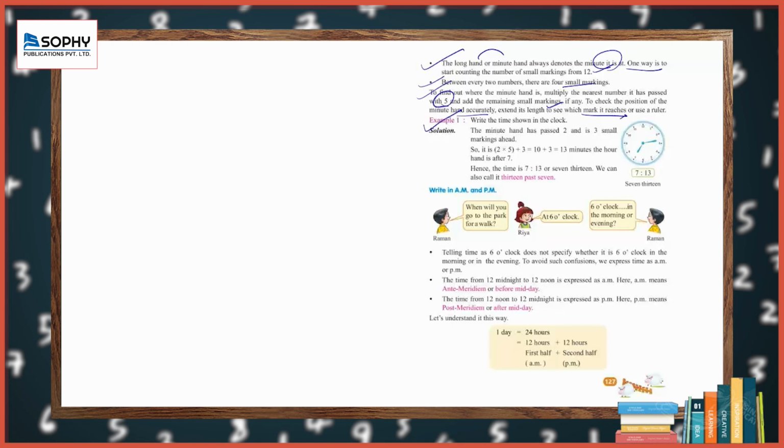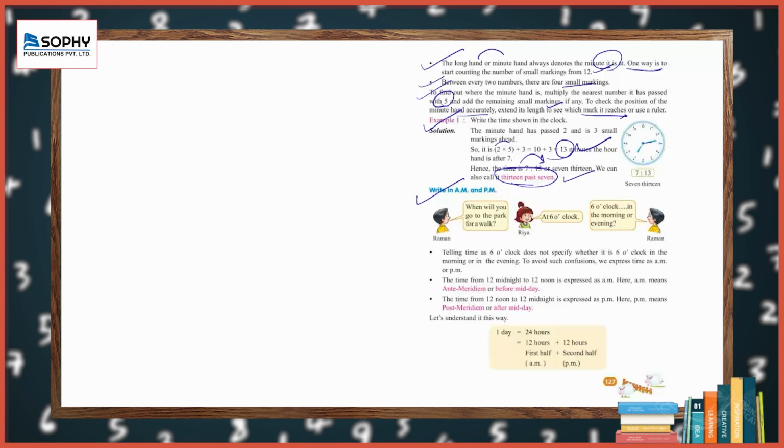For example, students, we have to write the time shown in the clock. The minute hand has passed 2 and 3 small markings ahead, students. So it is 2 into 5, that is 10, plus 3, 13 minutes. So the time is 7:13. So we can write it as 13 past 7.